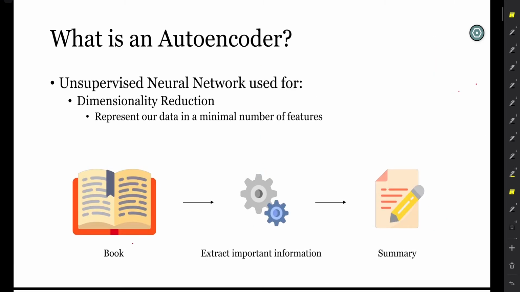So what is an autoencoder? An autoencoder is an unsupervised neural network that's used for dimensionality reduction. Dimensionality reduction means that we want to represent our data with a minimal number of features.